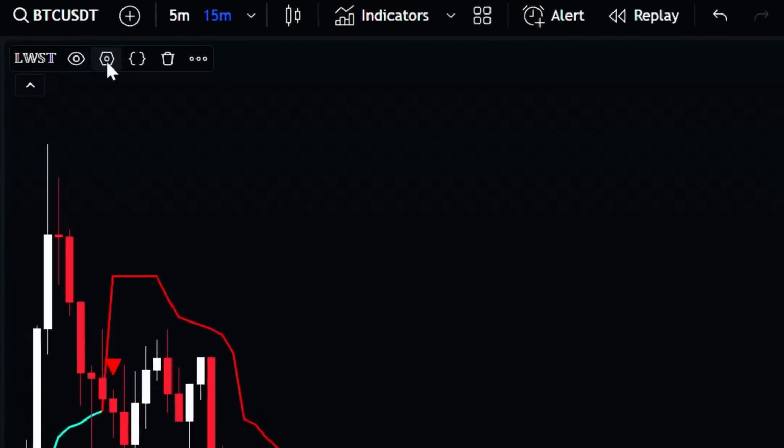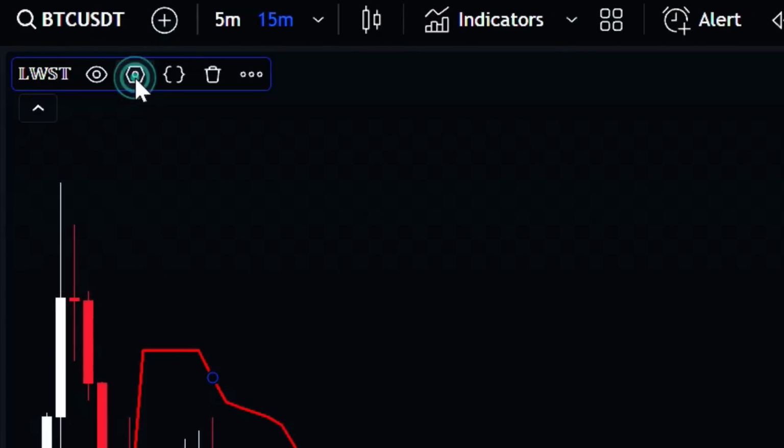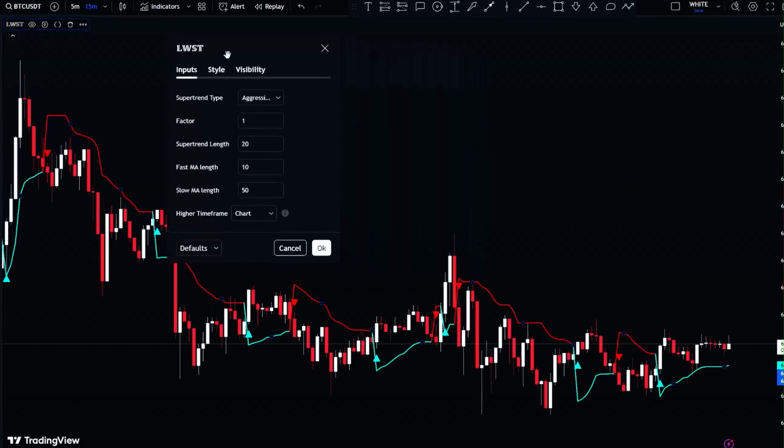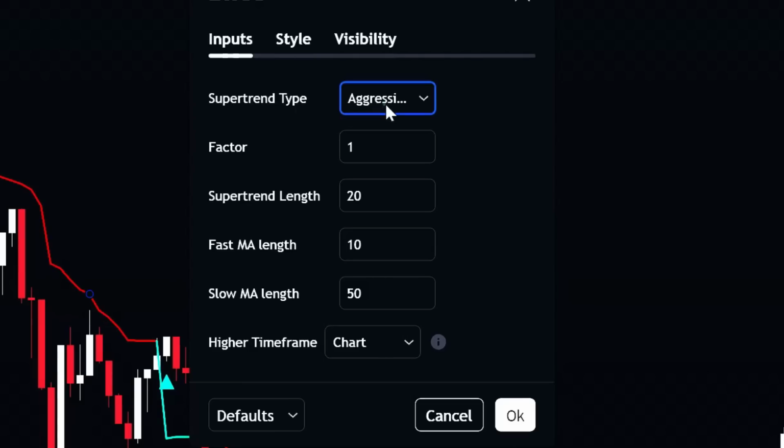So head over to the indicator settings window and find the inputs tab. Think of this tab as the control panel for the indicator. First, let's change the super trend type to smoothed. This is like smoothing out the rough edges of the indicator, giving you cleaner and more reliable signals.